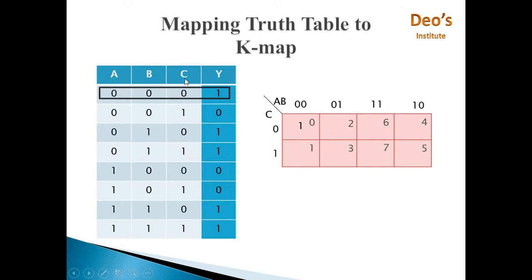First, we'll see how a truth table can be mapped to a K-map. This is a three variable function A, B, C, and Y is the function on these three variables. The truth table is given. As there are three variables, we have to draw a three variable K-map and write the variables in the sequence given here, A, B, C. So this is a three variable K-map and it will have a total of 8 cells.